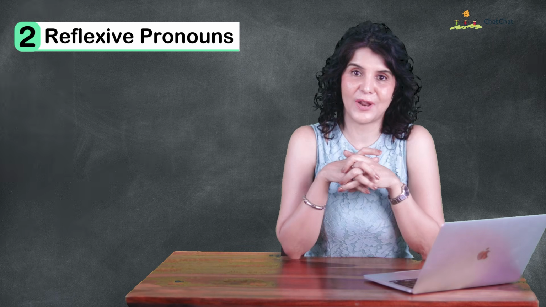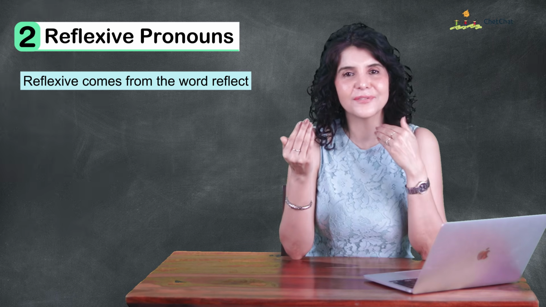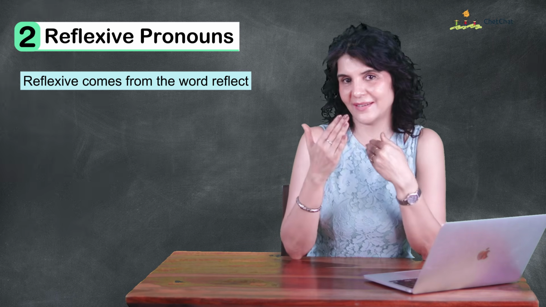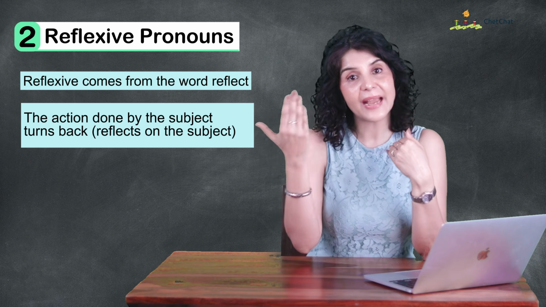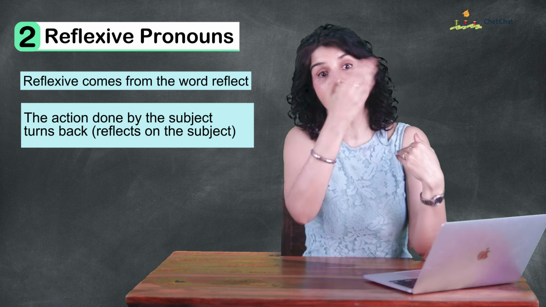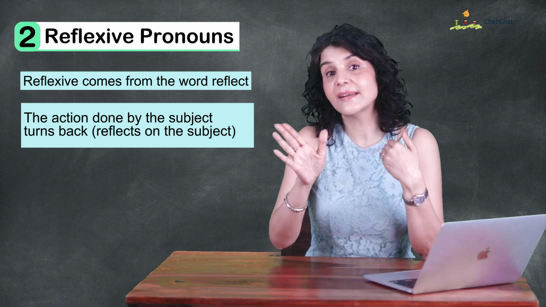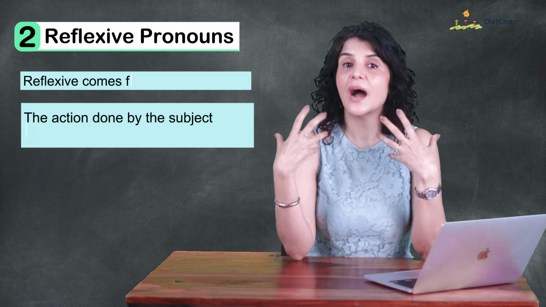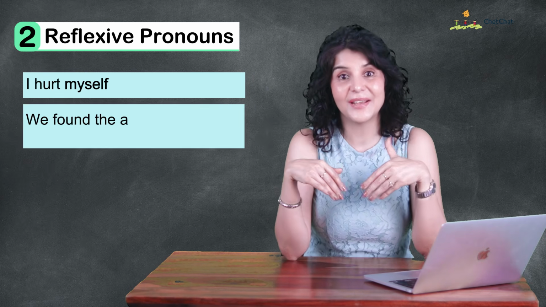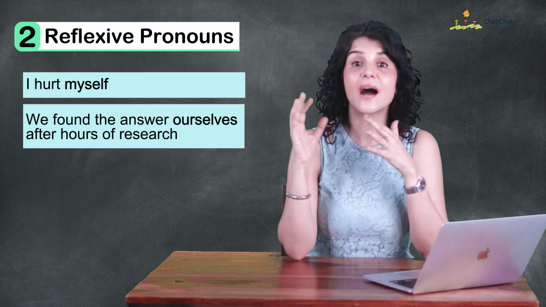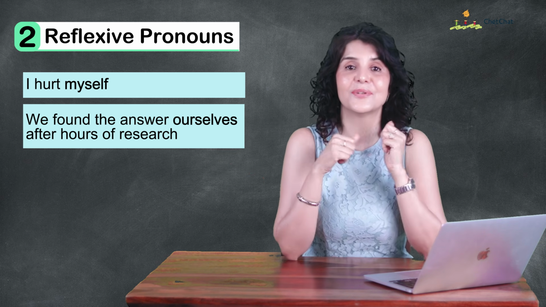Time to move on to the next big type of pronoun, which is reflexive pronouns. Reflexive comes from the word reflect. And just like rays reflect back, the action done by the subject turns back, which means reflects on the subject. I hurt myself. I did the action on myself. We found the answer ourselves after hours of research.